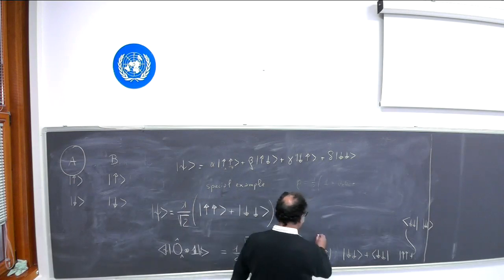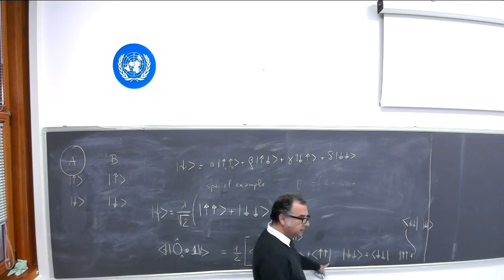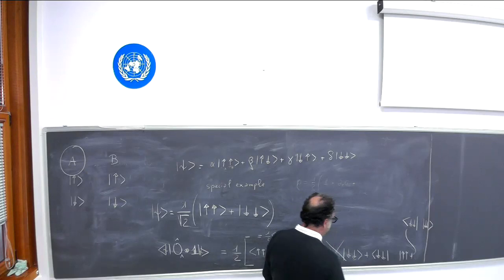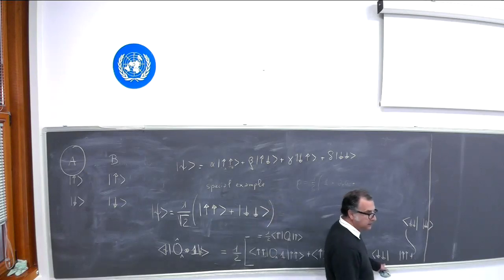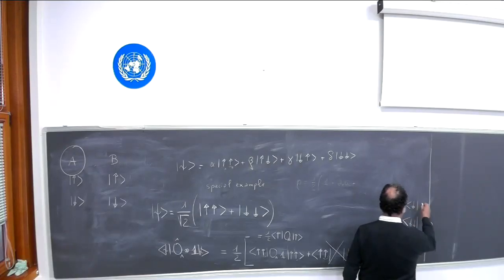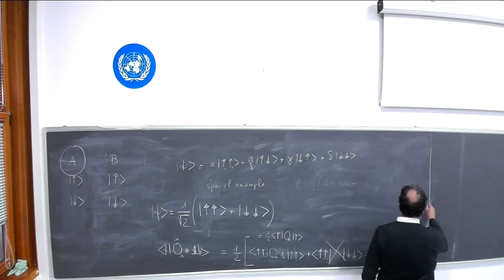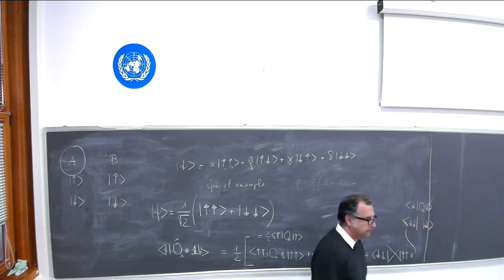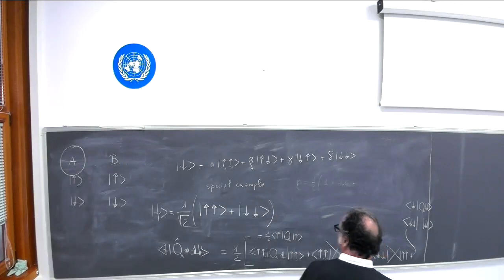This is what? Sorry, this is what? Zero. Because you see, I have a scalar product of this with this is zero. So this is zero. This? Zero. And this is just down. Okay? Yes. Very good.